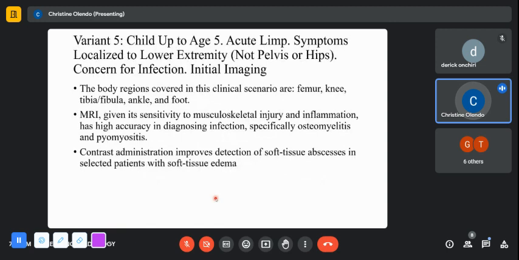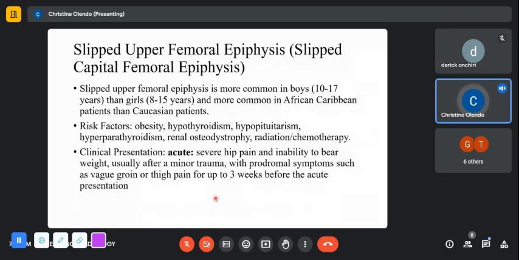So we'll go through one or two cases of a child with an acute limp, even though we've already gone through several. Here I'll just cover a few. We'll go through slipped upper femoral epiphysis, or slipped capital femoral epiphysis, which is more common in boys. It presents mostly at 10 to 17 in boys and 8 to 15 in girls. It's more common in African Caribbean patients. The risk factors are obesity, hypothyroidism, hypopituitarism, hyperparathyroidism, renal osteodystrophy, radiation, and chemotherapy.